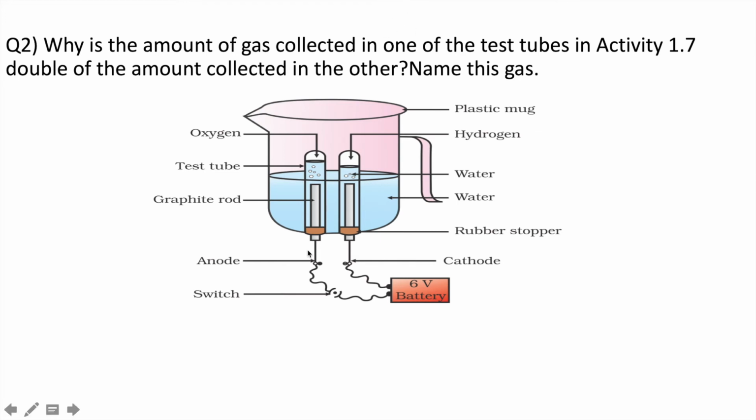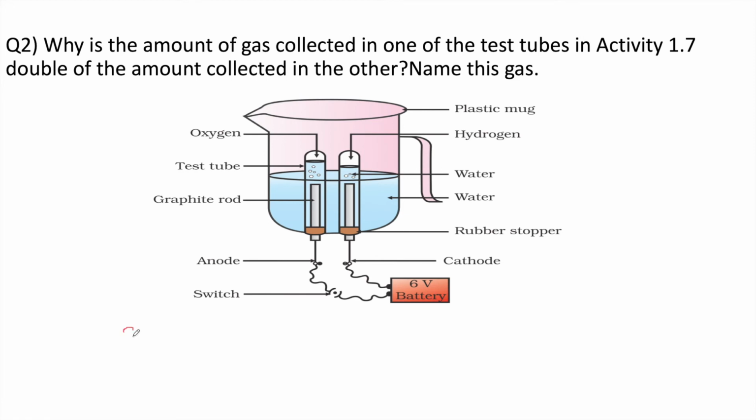We can take some amount of water in a plastic mug or any other beaker, and two graphite rods we are dipping in water and we are connecting a battery to the ends of the graphite rod. The positive end connected to the anode of the rod and the negative end will be connected to the cathode of the rod. Okay, and after the electrolysis of water, water will get dissociated into hydrogen gas and oxygen gas. Hydrogen will be collected in the cathode and oxygen will be collected in the anode. And we can write the equation now.